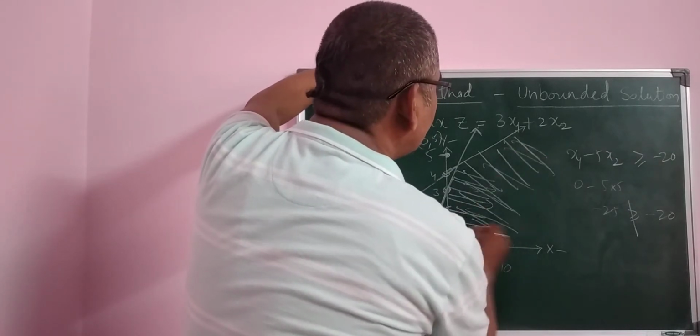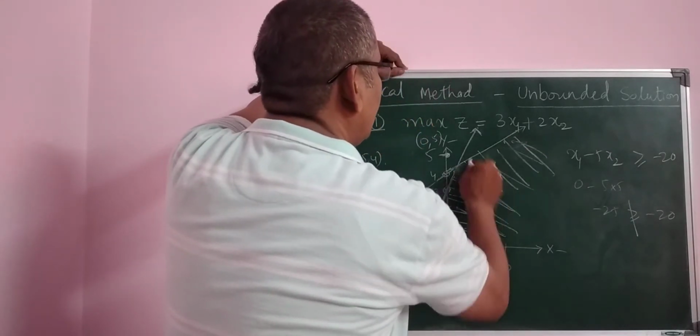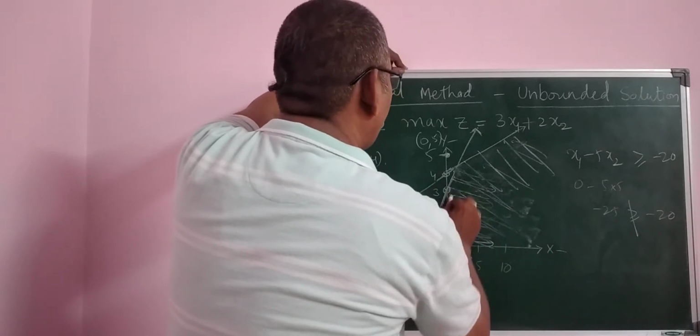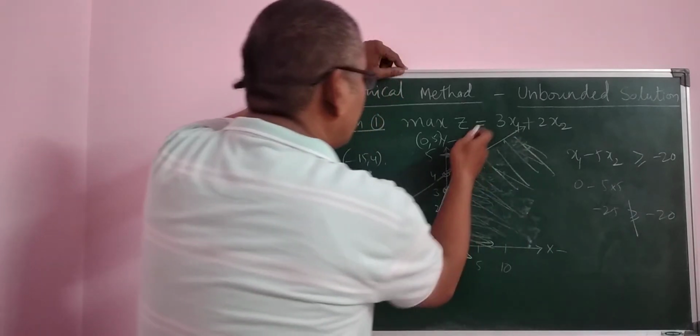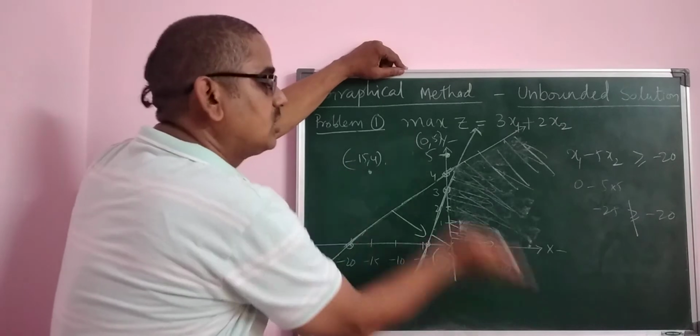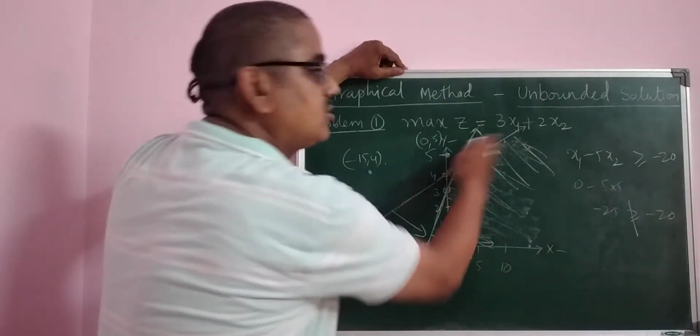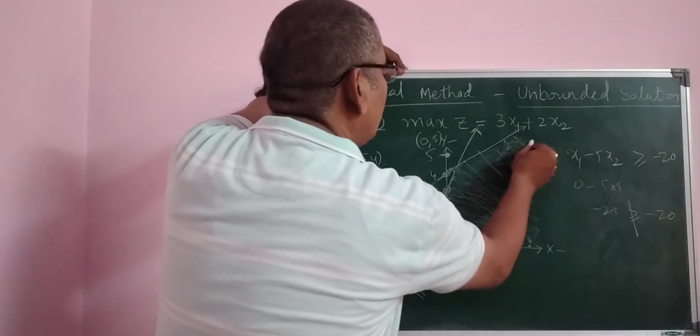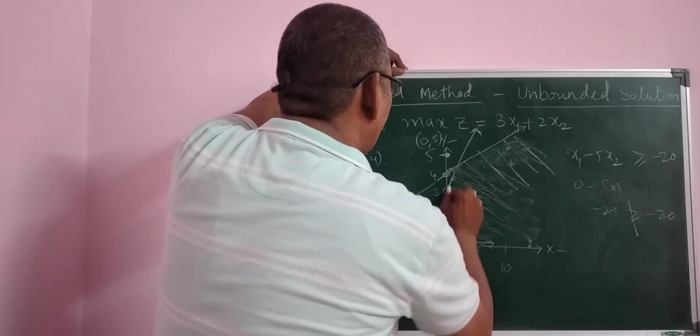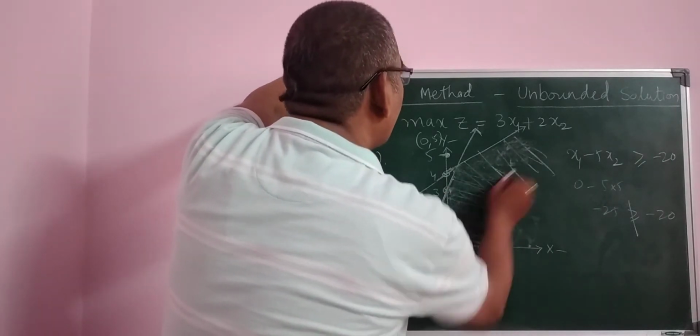What is the common region? This is itself the common region. For this line, this is the region. For that line, this is the region. The common region for the two constraints is this. So we got a common region.